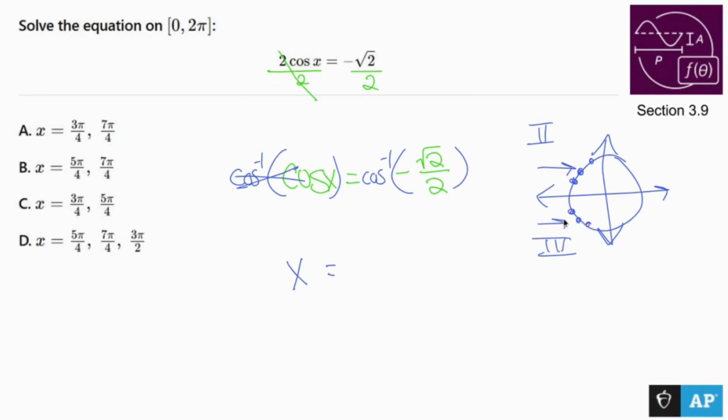3. The middle dot for quadrant 2 is going to be the angle 3 pi over 4. The middle dot for quadrant 3 is going to be the angle 5 pi over 4. So my full solution is going to be C, x equals 3 pi over 4, 5 pi over 4.